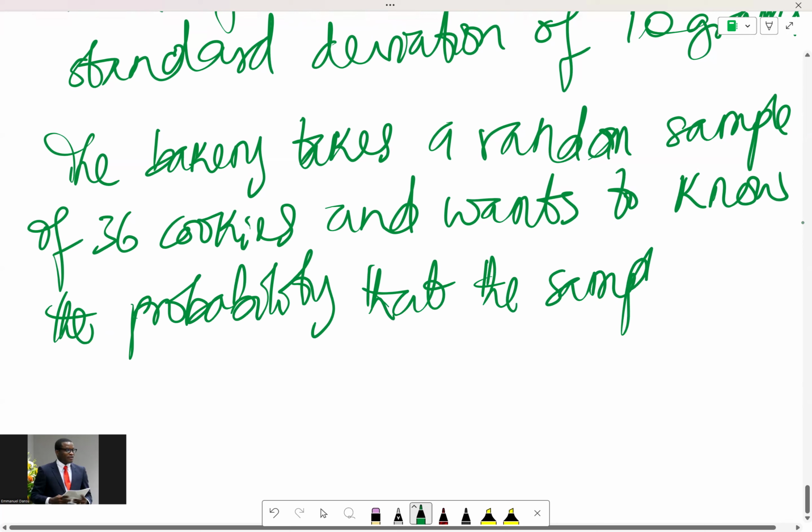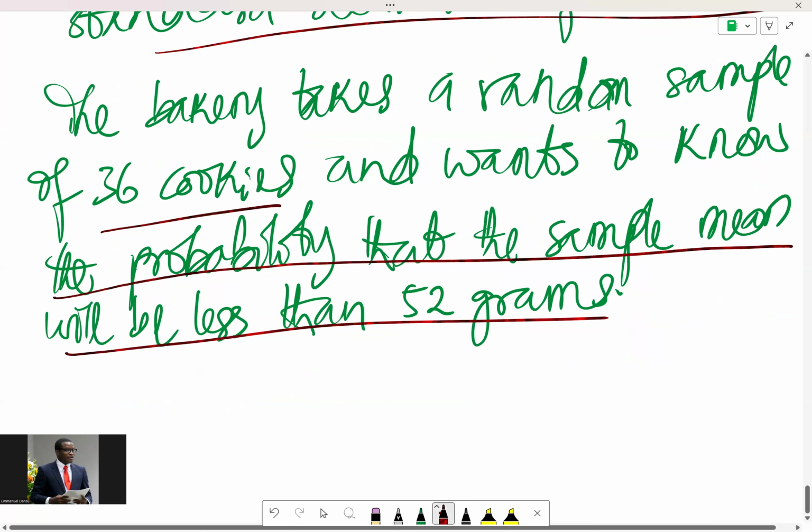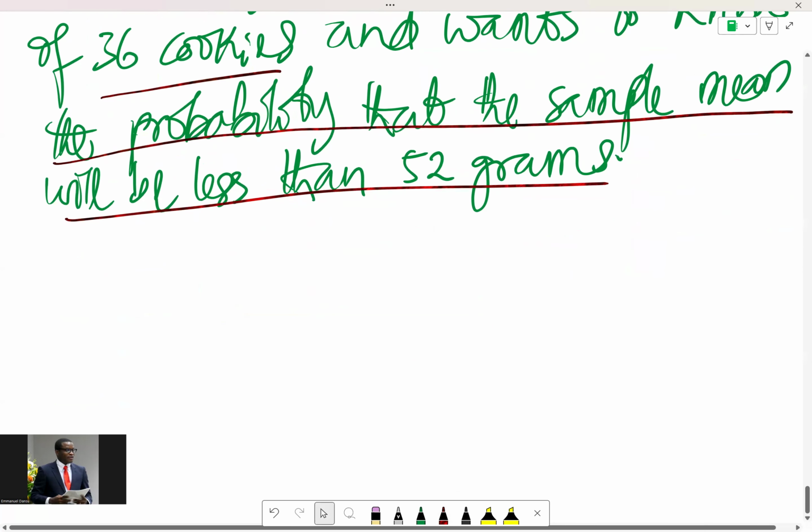Okay, so that's the scenario we have: a bakery is interested in the average weight of its chocolate chip cookies, but the weight of individual cookies follows an exponential distribution. So you can see the distribution is not normal, it's exponential, with a mean of 50 grams and a standard deviation of 10 grams. The bakery takes a random sample of 36 cookies and wants to know the probability that the sample mean will be less than 52 grams. Those are the key points in this scenario. So let's go step by step to solve this. Step by step solution.